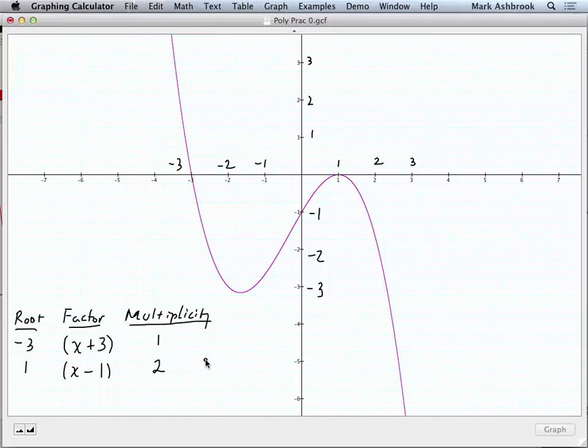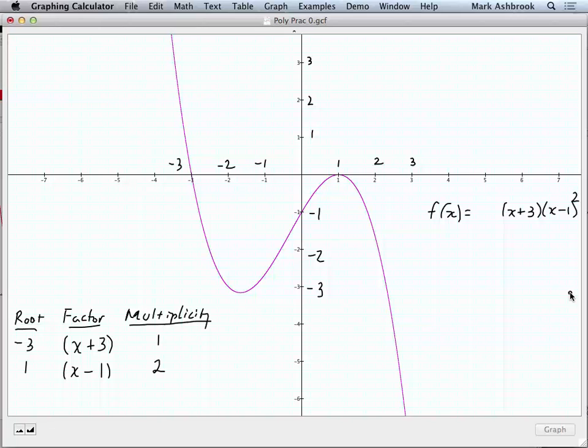So we can make kind of a first attempt. If we call this f of x, we can make a first attempt at this. And we're going to do what? X plus 3 to the what? To the 1. And then x minus 1 squared. So that has our roots at negative 3 and 1 and has the right behavior. Negative 3 goes straight through, we raise that to the first. And 1 is parabolic shape, so it's squared.